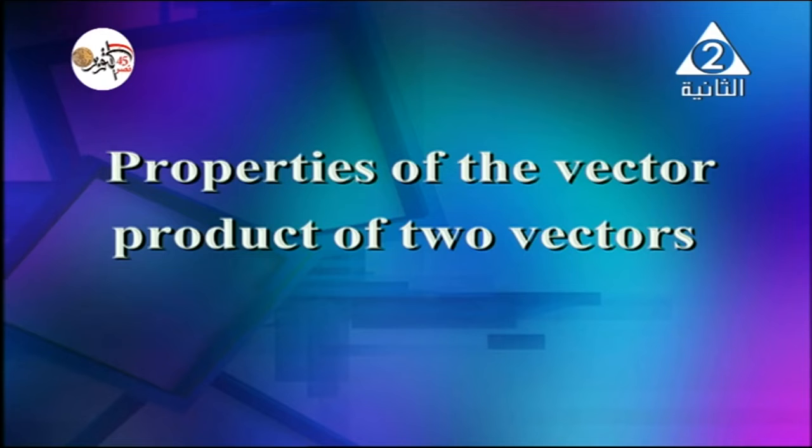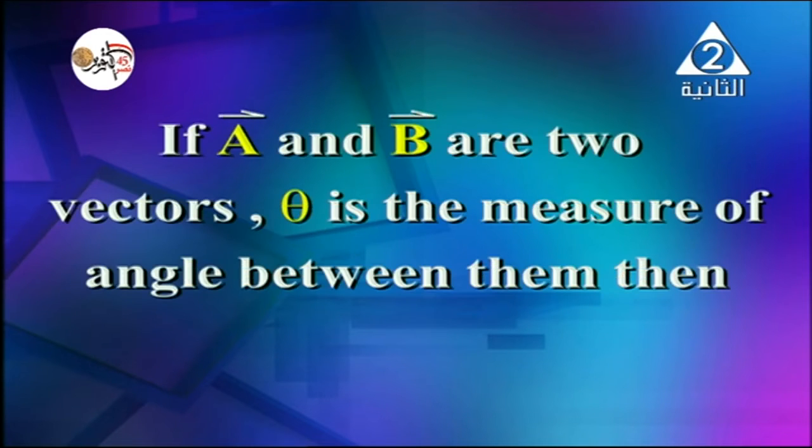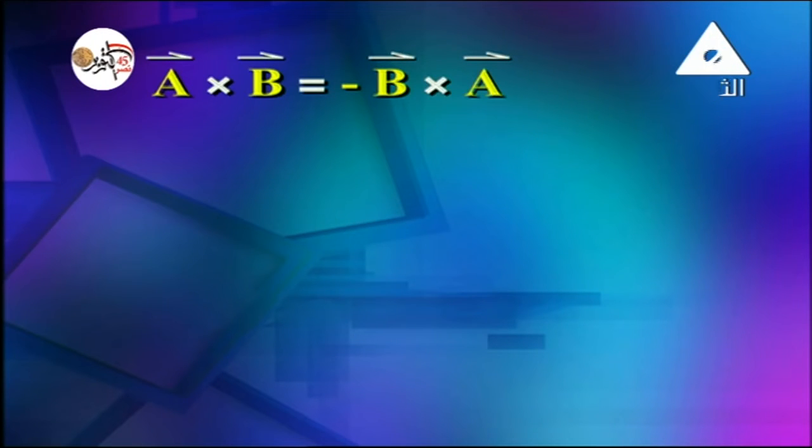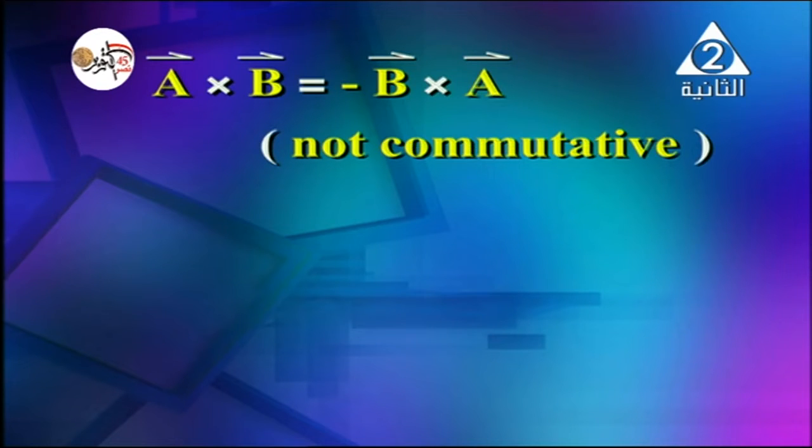Properties of the vector product of two vectors. If we have two vectors A and B, with angle theta between them, what do you deduce? My dear student, the first: A cross B equals negative B cross A. Not commutative. Why? Because if A cross B equaled B cross A, it would be commutative. But in this case, A vector cross B vector equals negative B vector cross A vector, so it is not a commutative property.